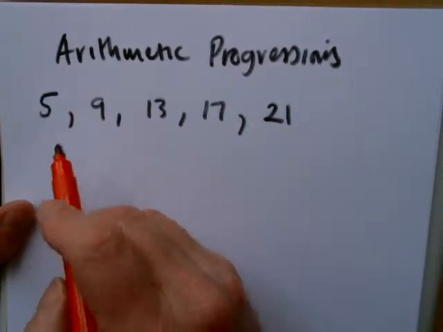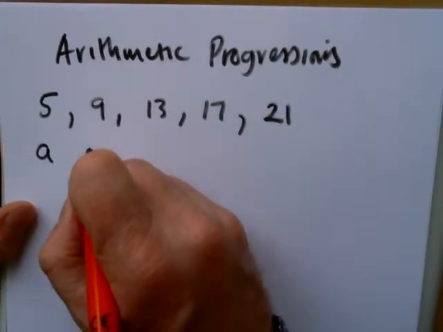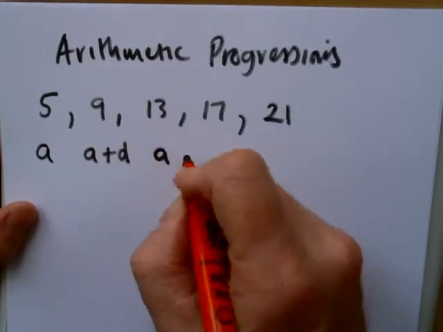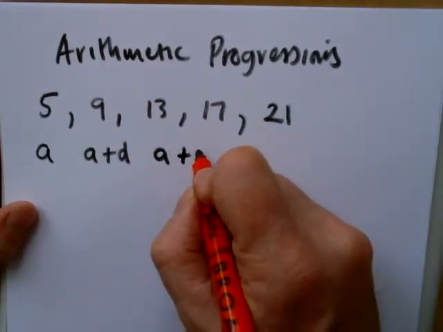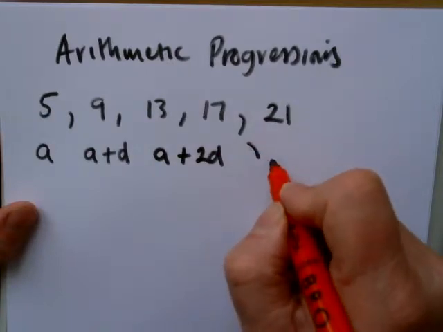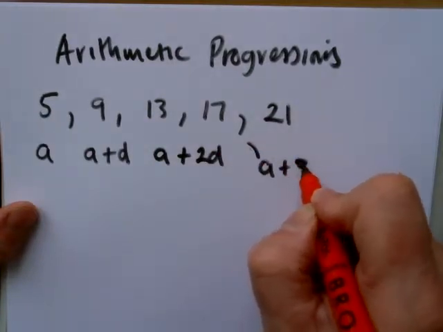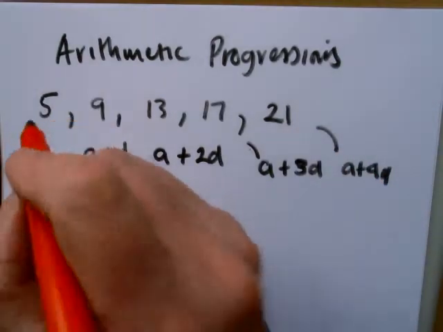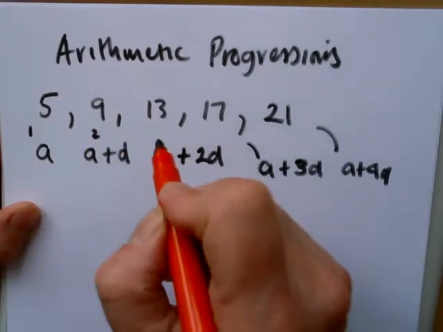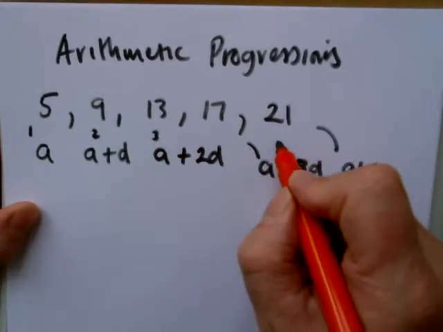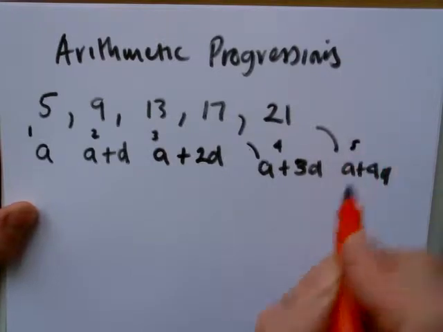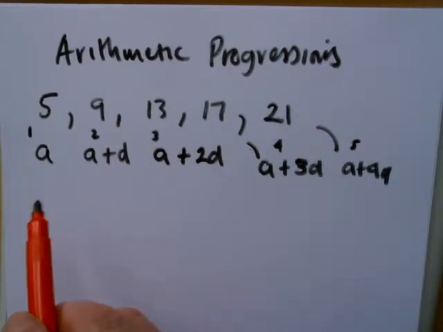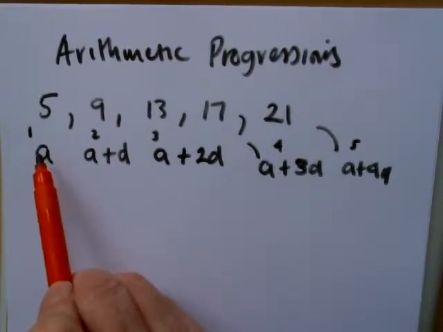So we have a first term, we call that A. A second term comes by adding our common difference to our first term. The third term comes from adding 2 common differences to our first term, and so on. So if you notice, I'll just write 1 for the first term, 2 for the second, 3 for the third, 4 for the fourth. And you'll notice that hopefully the number of differences is 1 behind the term, because the first term in the sequence has no difference.